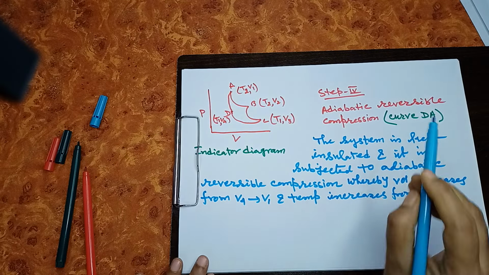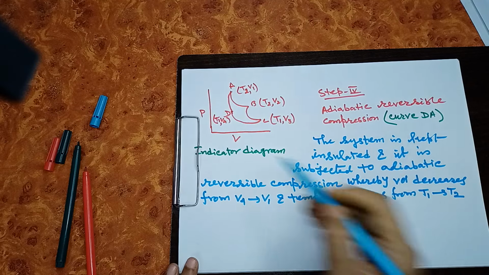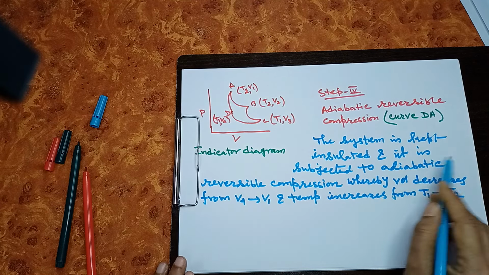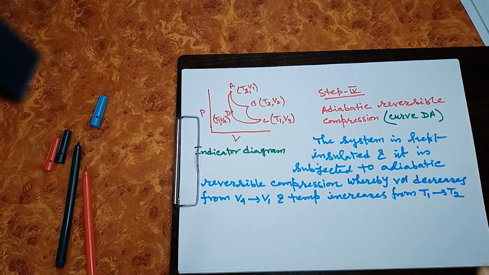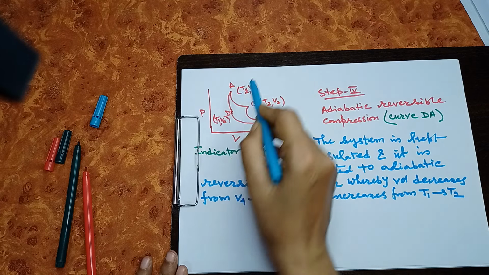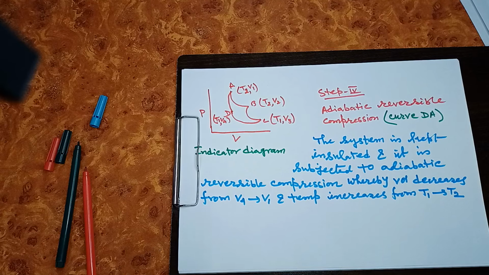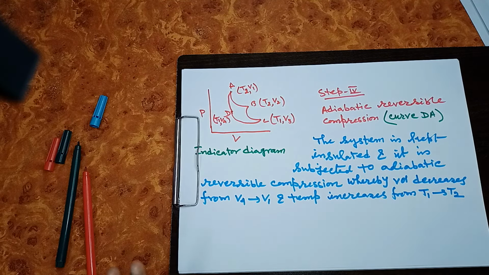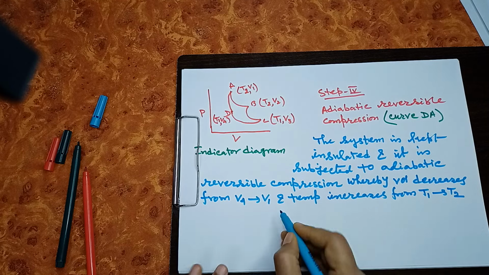Now coming to the last step, that is step 4. What is step 4? Adiabatic reversible compression, which is denoted by the curve DA. Adiabatic means once again you have to keep the cylinder on the insulation stand. That means the system is kept insulated and it is subjected to adiabatic reversible compression, whereby its volume will decrease from V4 to V1, and the temperature will increase from T1 to T2. So once again it is an adiabatic process.